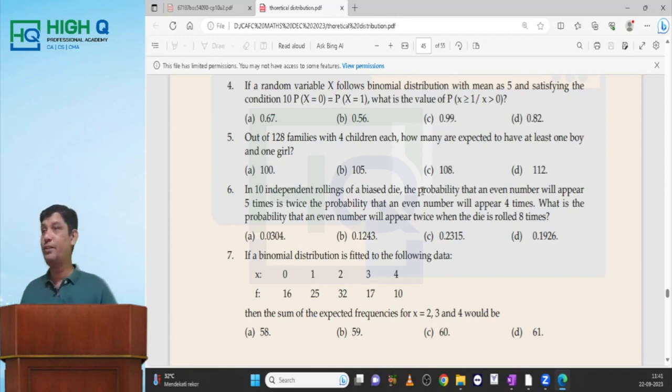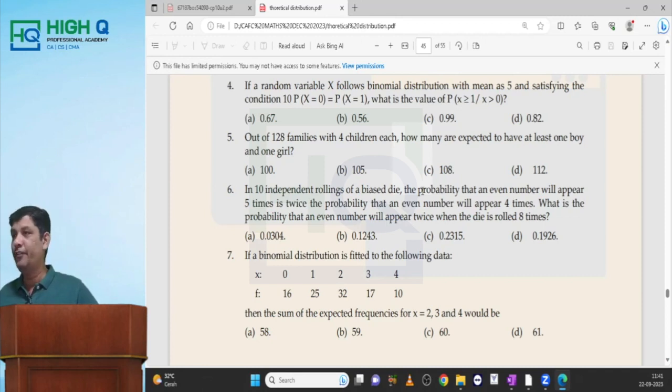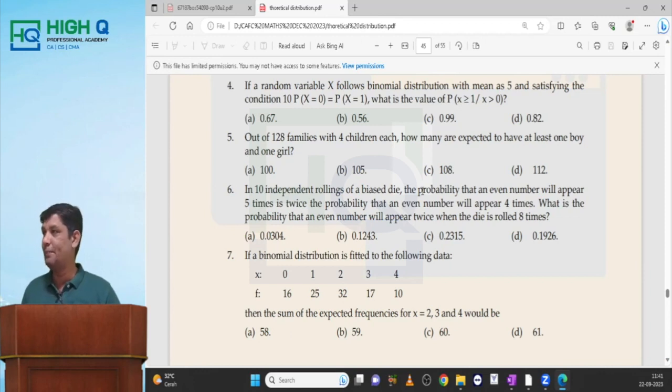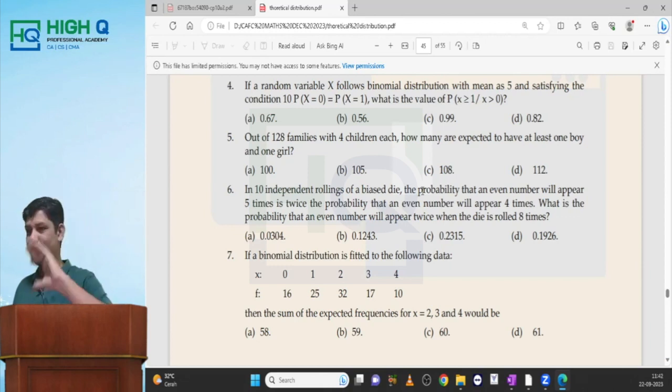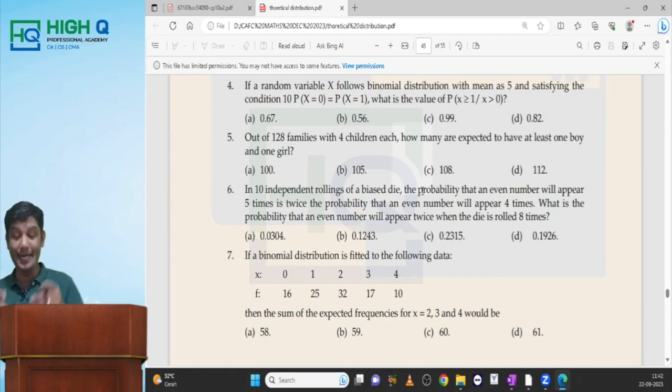Because so far we have done unbiased dice, unbiased coins. But here, 10 independent rollings of a biased die. What is a biased die, you know? Every number will not have an equal chance. For example, unbiased means, what is the chance of getting 1? 1 by 6. Chance of getting 2? 1 by 6. Chance of getting 3? 1 by 6. But biased means there are some particular numbers that are going to have more chances than others. For example, 6 faces, 2 faces may have the number 2. So 2 will have more chance as compared to the other options. Am I right, my dear? So this is what a biased die is.